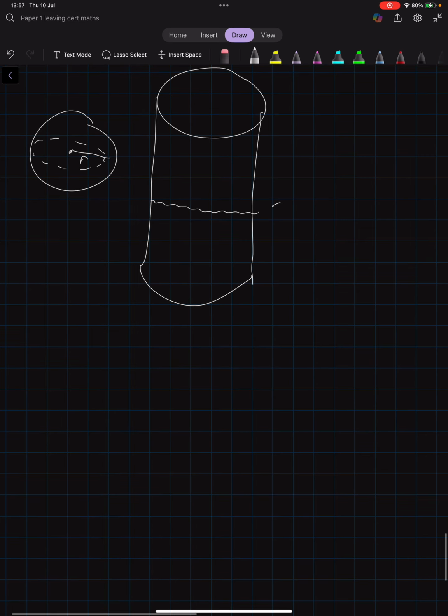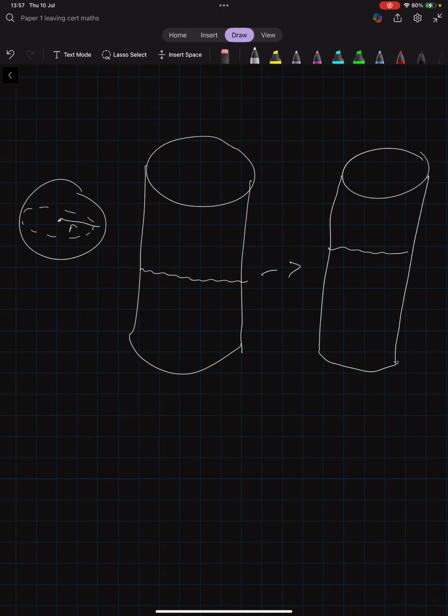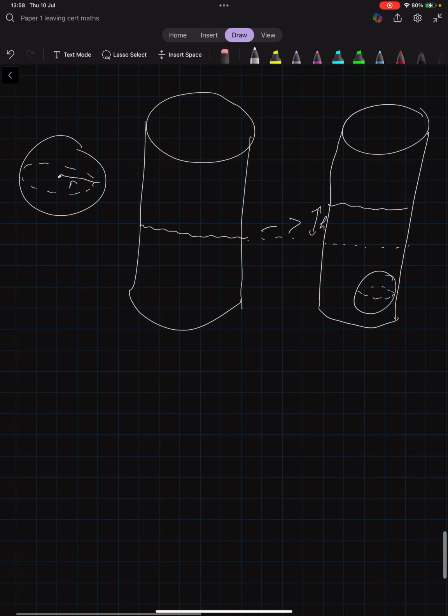And what happens is that you drop the ball into the cylinder. The ball is now down here, and you have seen an increase in volume. They tell you that the increase in height, h, is equal to 4 centimeters. And they also tell you that the radius of the cylinder is equal to 5.